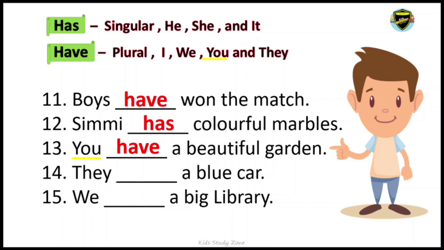They dash a blue car. They, we are talking about plural. Okay, we are talking about plural and we can see in the rule box they is there. With that we will use have. They have a blue car. Next one, we dash a big library. We can see in the rule box. We use it with have. Okay, we have a big library.